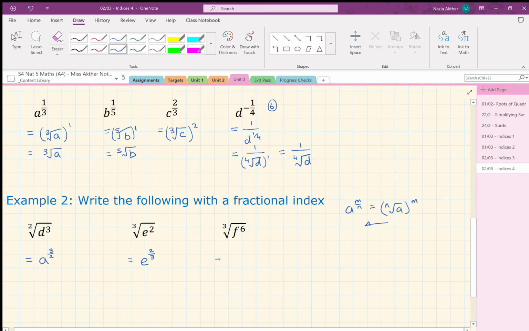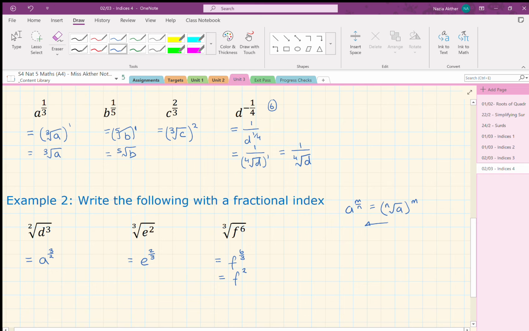So I can write this as f to the power of 6 over 3. But because we know that 6 over 3 is equal to 2, then that becomes f squared.